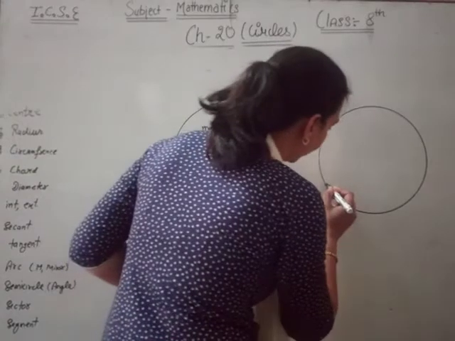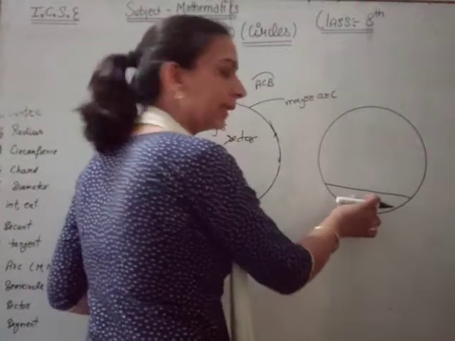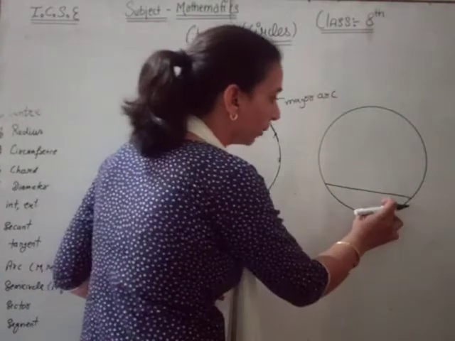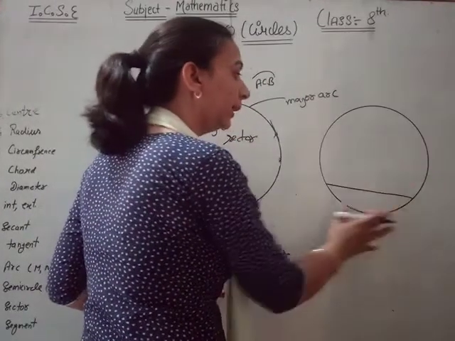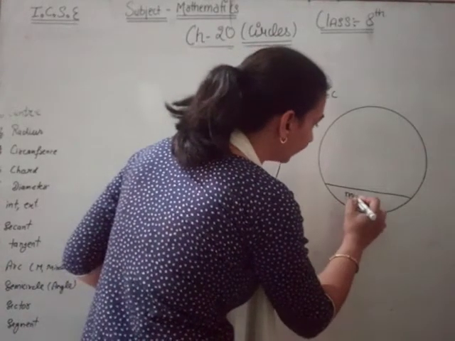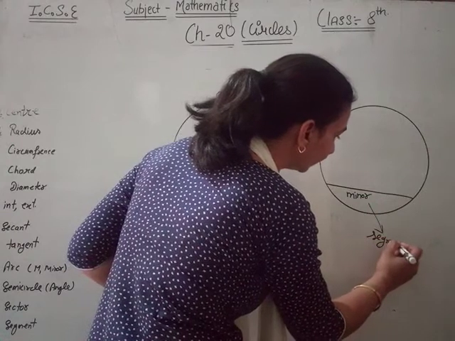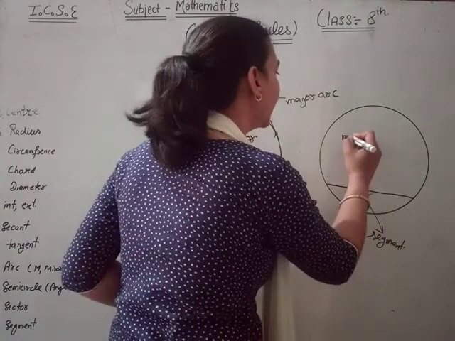Okay, after sector, next is segment. Any chord divides the circle into two parts. This is the first part and this is the second part. This is the chord. A chord divides the circle into two parts, then this is the minor segment and this is the major segment.